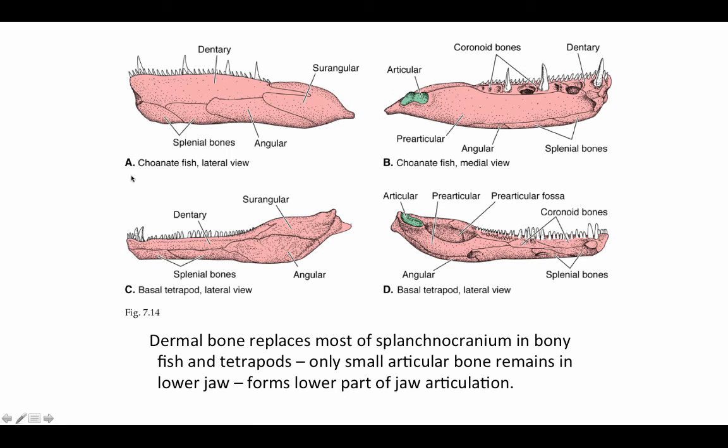In tetrapods, we see the same thing. Lots of separate bones that make up the lower jaw. The dentary is always the tooth-bearing bone in the lower jaw, and a whole series of different bones. And then if we look again at the internal view, the articular is the one little remnant left of the Splanchnic Cranium.